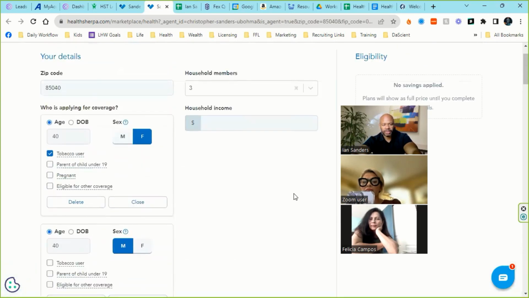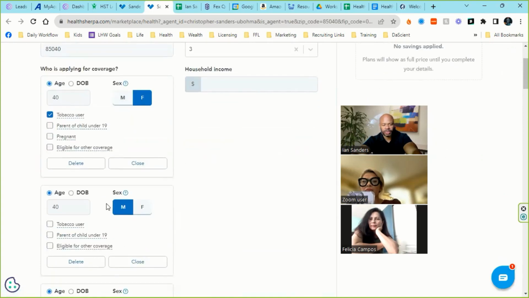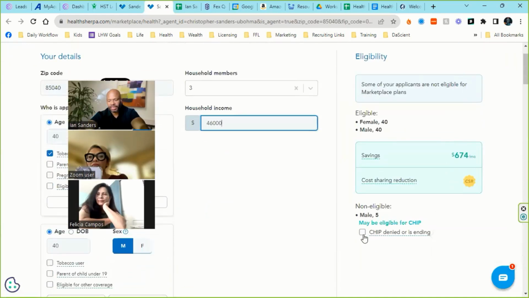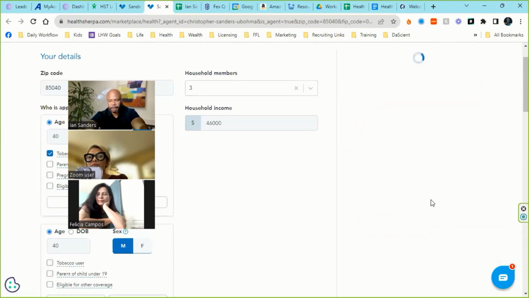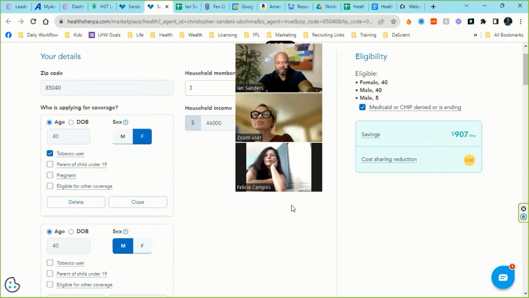And so basically here is where you're going to put how many people are actually applying for coverage. So if the husband wasn't applying for coverage, you could leave him out, but he would still count as a household member. Now you put in the household income. We're looking at $46,000. And now he doesn't qualify for CHIP, so we'll just click that. And that's just Medicaid. And so now we see that the savings here is $907 a month. And because it says CSR here, it means that we have to go with a silver plan for them to reap those benefits. So anytime you see this, you have to go silver.